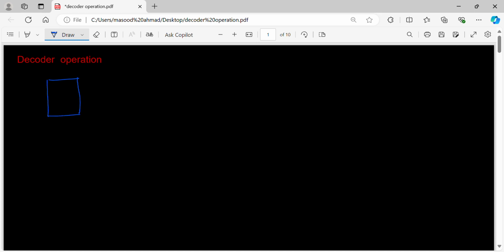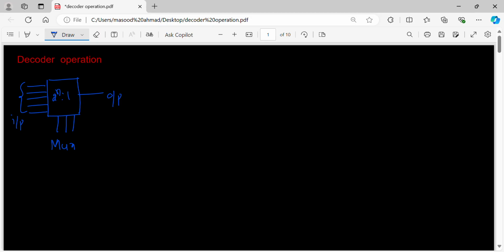How many inputs? 2 power n inputs, 1 output, n selection lines. This is what exactly we have studied about mux. Now these are the inputs, of course. What sort of inputs? Digital inputs. This is an output, digital output. This is the mux that we have seen.